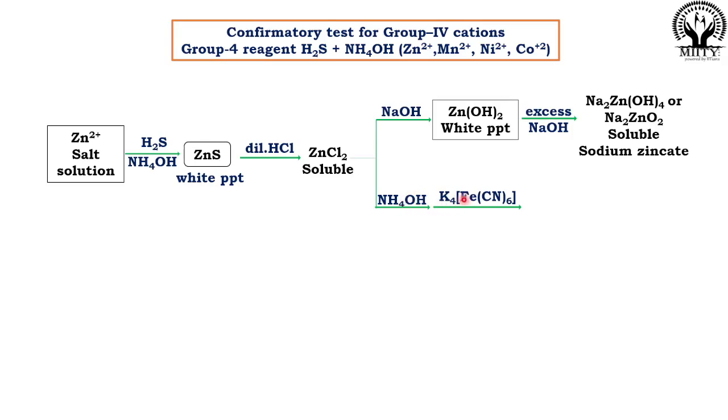To the second part, add ammonium hydroxide followed by potassium ferrocyanide. Before addition of potassium ferrocyanide, we have to neutralize the solution because ZnCl2 is acidic in nature, so we add ammonia. After that, we add potassium ferrocyanide so that zinc combines with the anion and forms another complex, Zn2[Fe(CN)6]. It is a white or bluish white PPT. This is how we confirm the presence of zinc in the original salt solution.